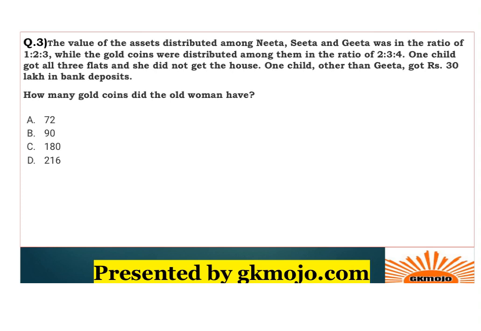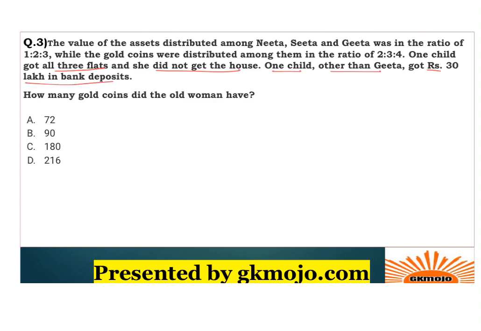The value of the assets distributed among Nita, Sita and Gita was in the ratio 1 is to 2 is to 3, while the gold coins were distributed among them in the ratio 2 is to 3 is to 4. One child got all 3 flats, and she did not get the house. One child other than Geeta got rupees 30 lakhs in bank deposits.